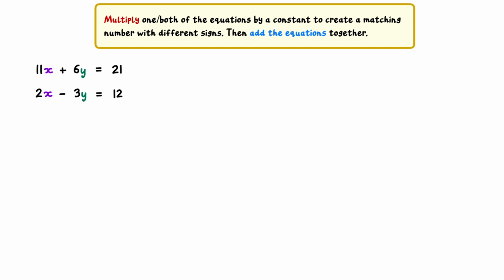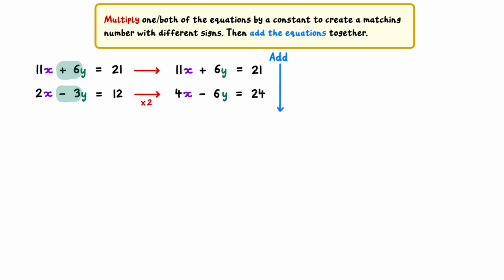Focusing on the y term, we have a plus 6 in the first equation and a minus 3 in the second. If we leave the first equation as it is and multiply the second equation by 2, then we'll end up with plus 6 and minus 6, the same number but with different signs. This is exactly what we need. 2x times 2 is 4x, minus 3y times 2 is minus 6y, and 12 times 2 is 24.